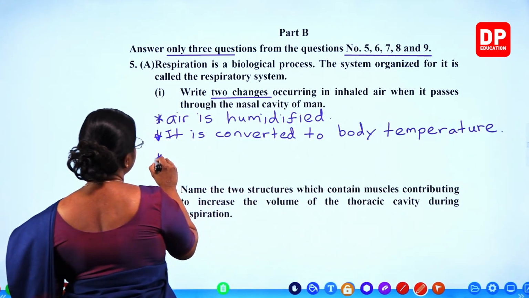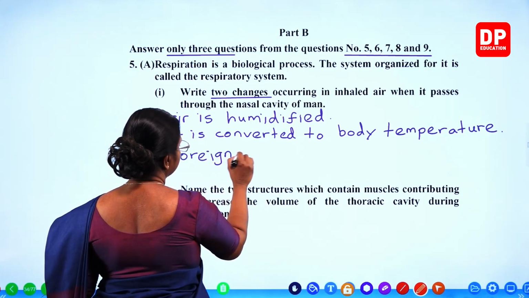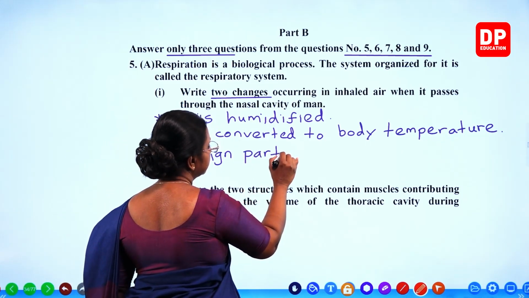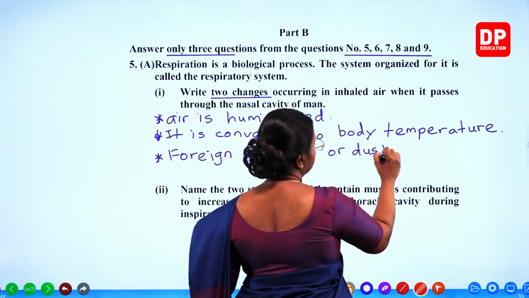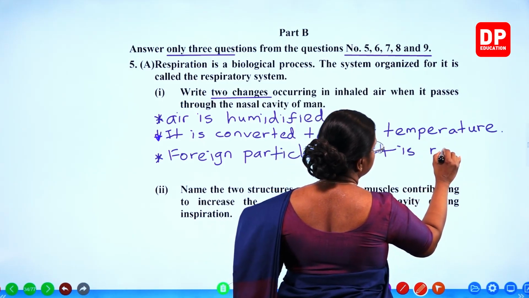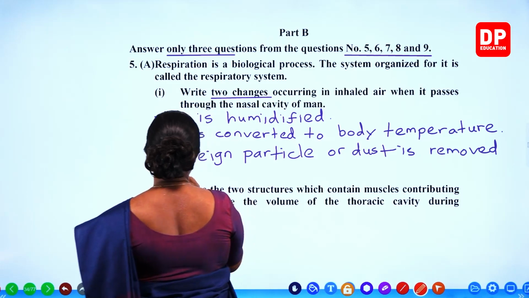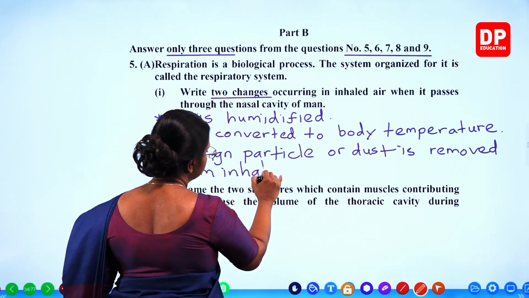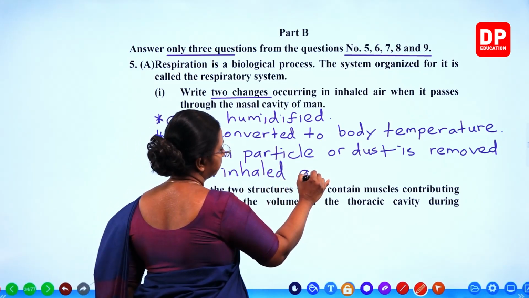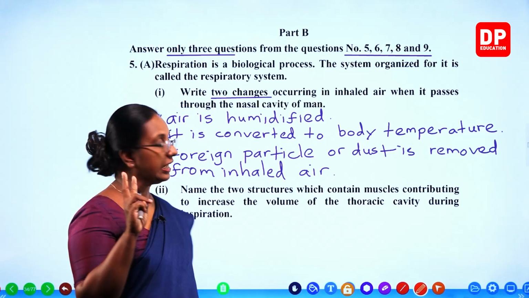And the third one, foreign particles or dust is removed from inhaled air. So there are 3 changes. You need to write only 2.